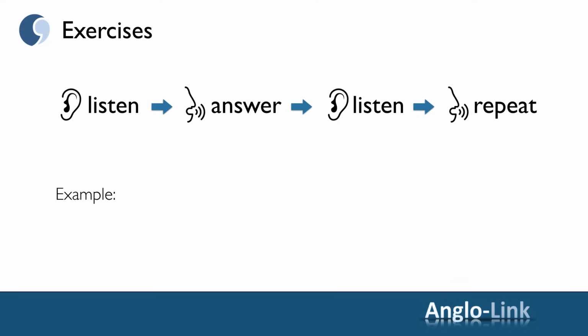For example, you're going to see and hear, she smiled, her friend. You're going to choose your preposition, she smiled at her friend. And then you're going to see and hear the correct preposition, she smiled at her friend. Make sure you repeat the correct sentence. Repeat the complete sentence. She smiled at her friend.